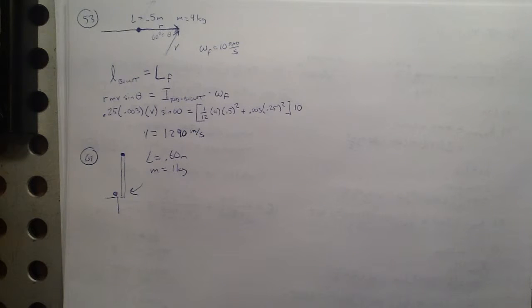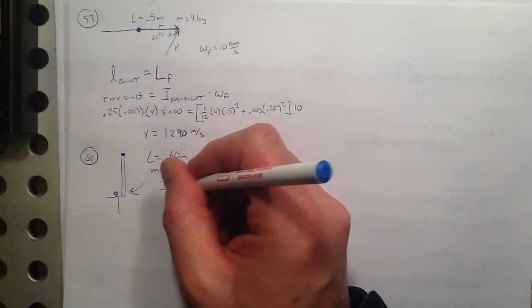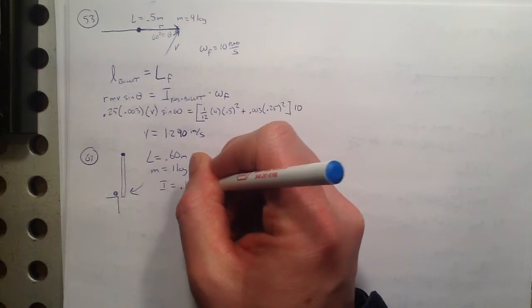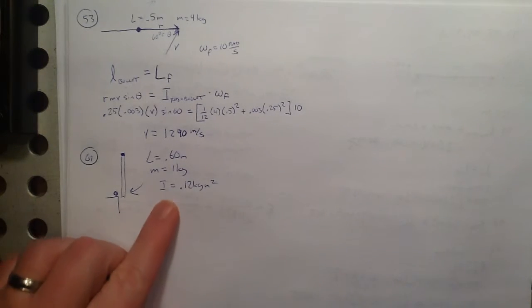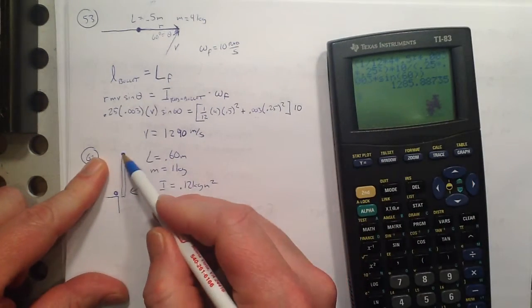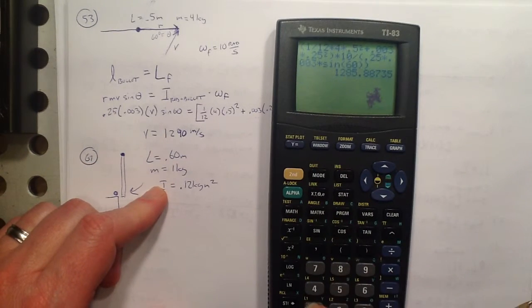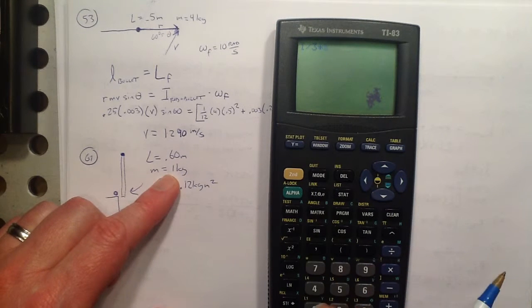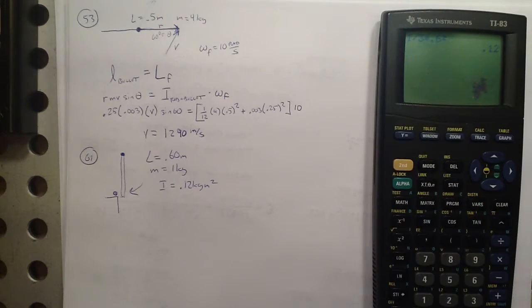With a rotational inertia of 0.12 kilogram meters squared. I wonder why they had to tell us that. The rotational inertia of a rod about one end is 1/3 mL squared. So 1/3 times m, which is just 1, times L squared. Yeah, I don't know why they told us that. It is 0.12, so we could have calculated that, but they told us anyway.